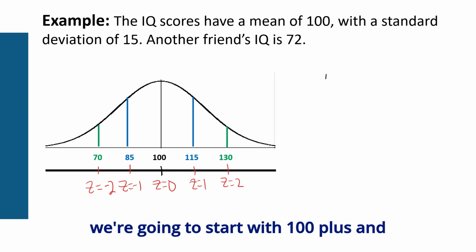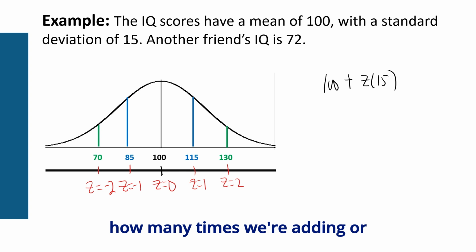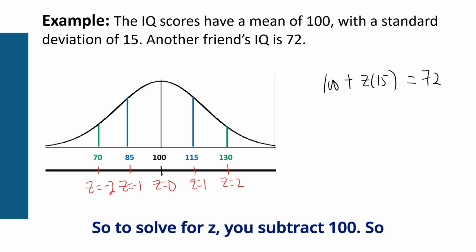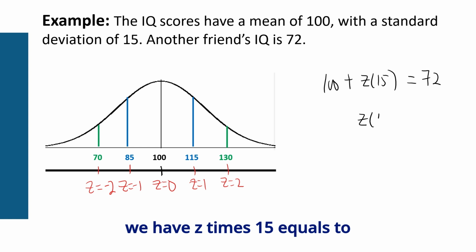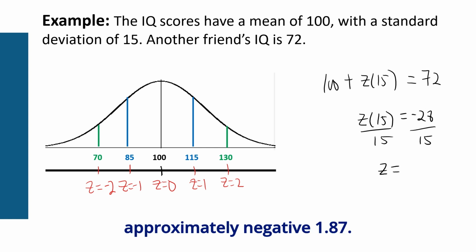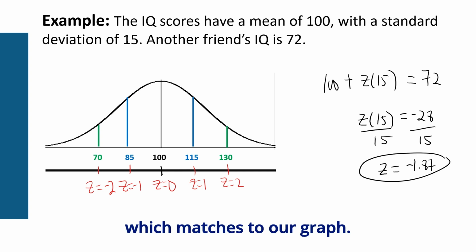So we're going to start with 100 plus z times 15, meaning how many times we're adding or subtracting 15 from the mean to get the result of 72. To solve for z, you subtract 100, so we have z times 15 equals -28, divided by 15. So z is approximately negative 1.87, which matches our graph.